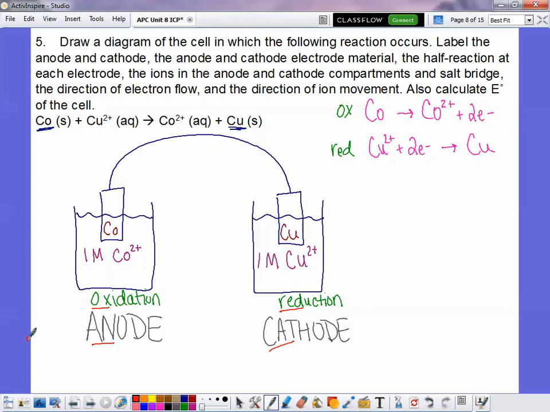All right, so we've labeled the anode and cathode. So we've taken care of the first little bit. We know what the anode and cathode electrode materials are. We've already figured out the half reaction at each electrode, but there's this thing called the salt bridge, and then the direction of electron flow that we're going to talk about. So right now, if I set this up, electrons will not flow. And the reason why is we do not have a complete circuit.